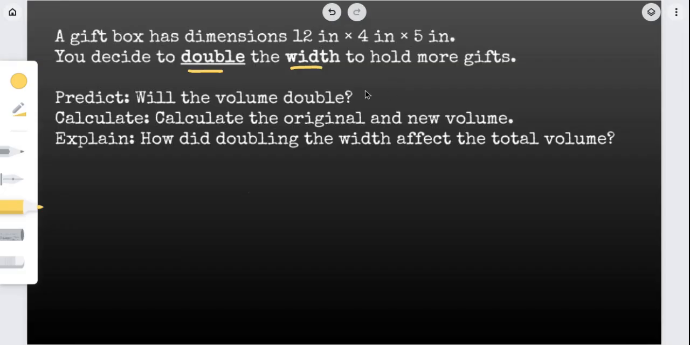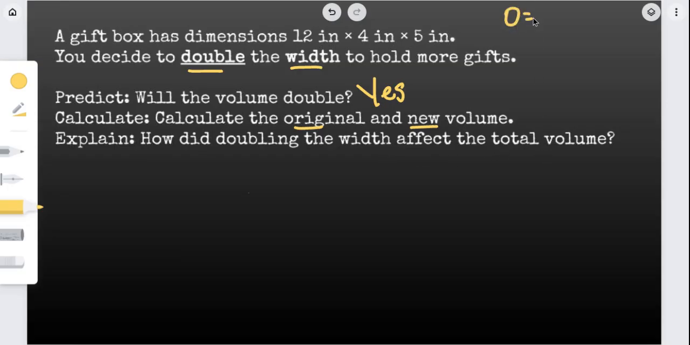Will the volume double? After we worked through the first one together and I learned that just simply doubling the length was enough to double the volume, I'm going to predict that yes, doubling the width will also cause the volume to double. The next step, calculate. Calculate the original volume and the new volume. And then my last step will be to explain how doubling the width affected the total volume.